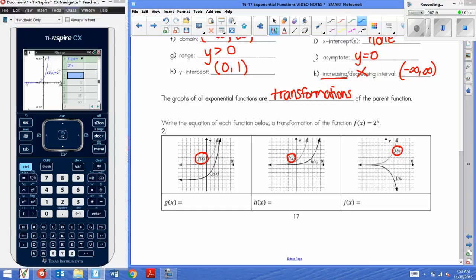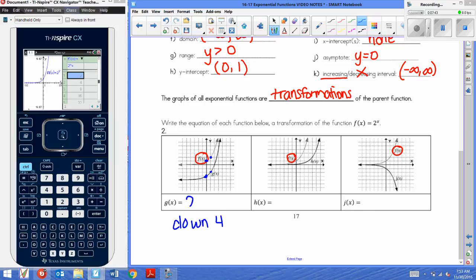What do you notice happened between f of x and g of x? Well, the first thing I like to do is compare my points. A lot of times the y-intercept is one of the most helpful points because it helps us to see what has happened to our function. So our function went down 1, 2, 3, 4.